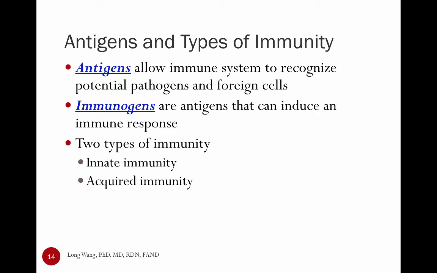There are two types of immunity our immune system provides to the body. One is called innate immunity. The other is called acquired immunity.